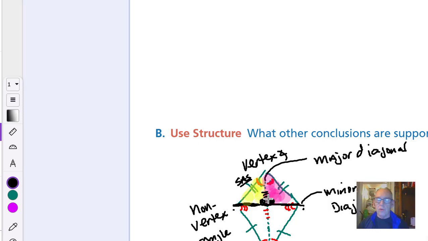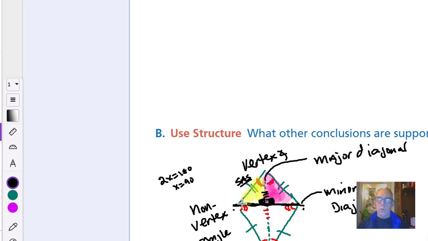We have two equal angles that make up a linear pair. Together these have to be 180, but they're also equal. So this is like 2x equals 180, or x equals 90, which makes these right angles. So we can say that this major diagonal is perpendicular to the minor diagonal.